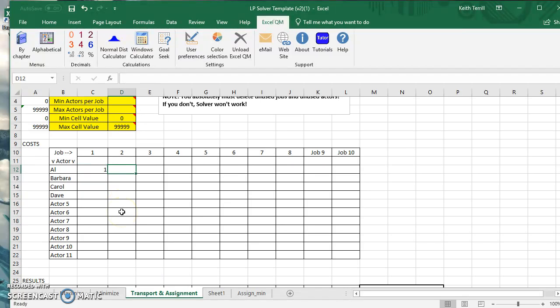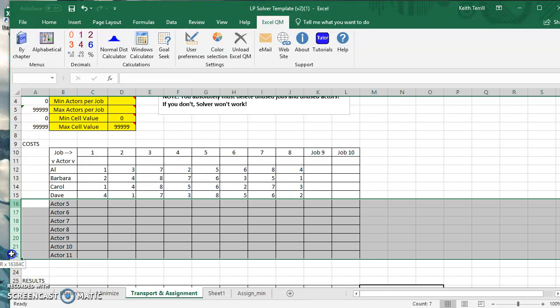So Al has his preferences this way. Barbara has her preferences this way. Carol has these preferences. And Dave has these preferences.